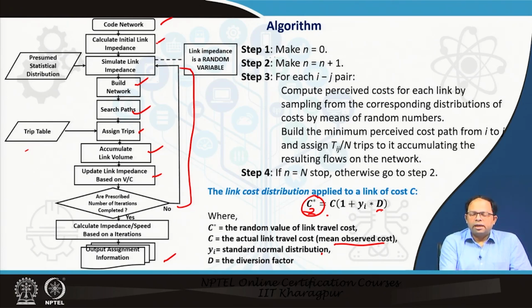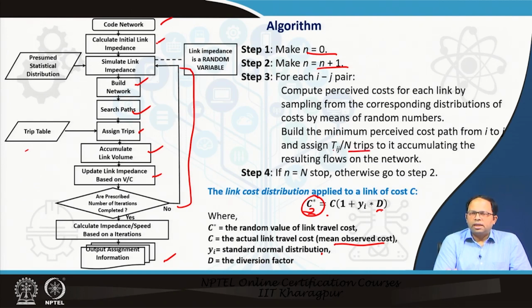So, let us go through the algorithm. First n is equal to 0, then we update n to n plus 1. This is the number of iterations, n is the number of iterations that we will do. Or you can say this is how we will break the entire population as well. Then for each ij pair, compute the perceived cost for each link by sampling from the corresponding distributions of cost by means of random numbers, and then build the minimum perceived cost path from i to j and assign Tij divided by n trips.